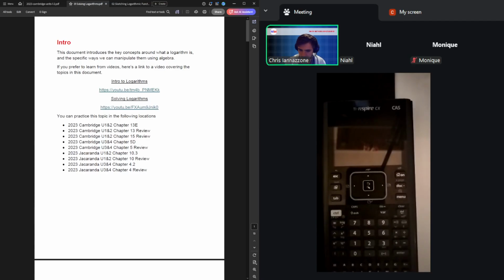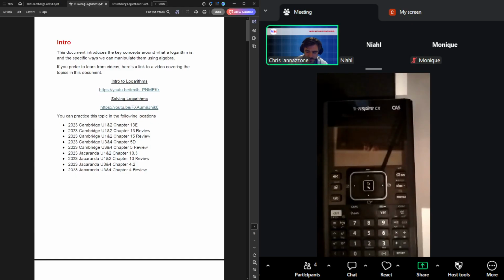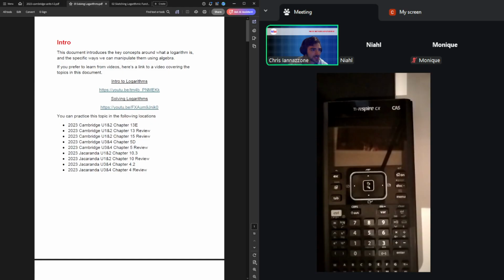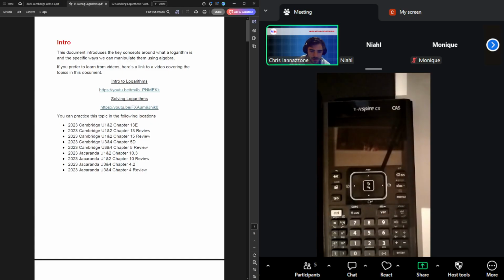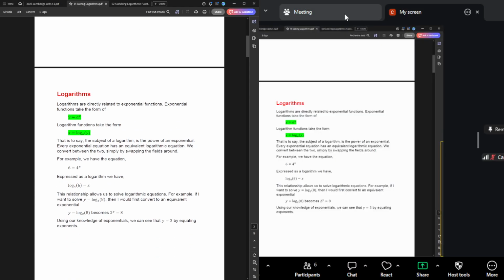Alright, let's give this a go. So last week we had a look at the solving and sketching of exponentials. This time we're going to do the flip side of it. We're going to have a look at the solving and sketching of the logarithm. So let's dive in. So logarithms, what's going on here?